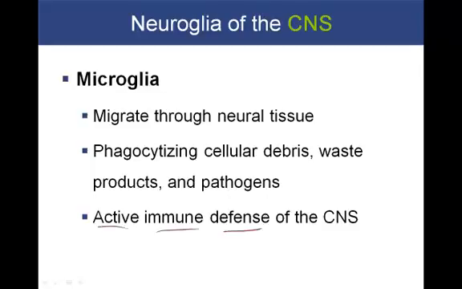They're often described as being the garbage men because they simply roam around looking for any type of garbage, if you will, and they phagocytize that material, break it down with the lysosomes and the other types of digestive enzymes found within the cell, and they dispose of the threat.